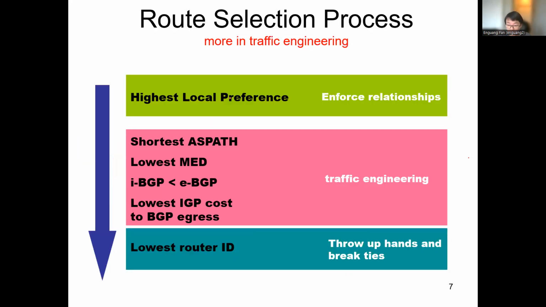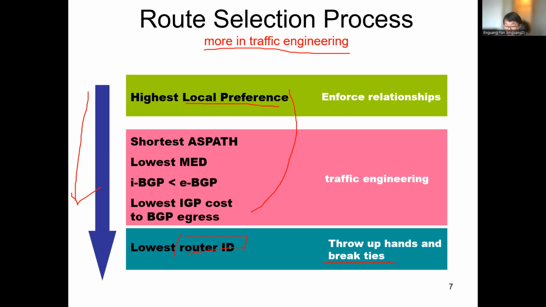So here are a few factors that decide which route we choose. We are going to talk a bit more about this in the traffic engineering policy part. This arrow means the priority is from high to low. So the highest priority factor is local preference. The lowest one is the router ID. The router ID is only used when all the above factors have a tie, and we have to break the tie. So the lowest router ID is basically a tiebreaker.